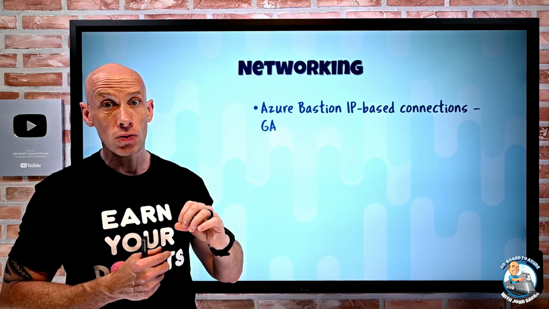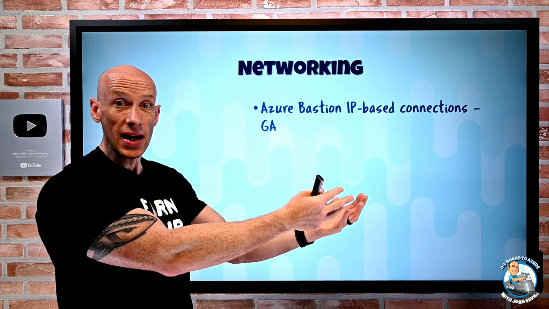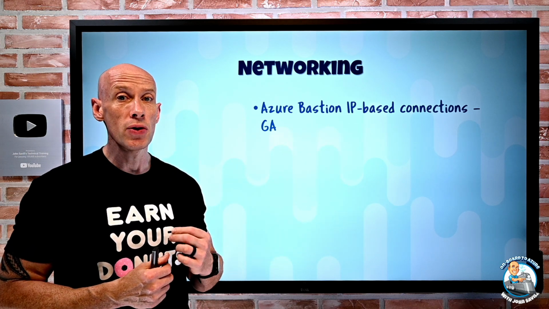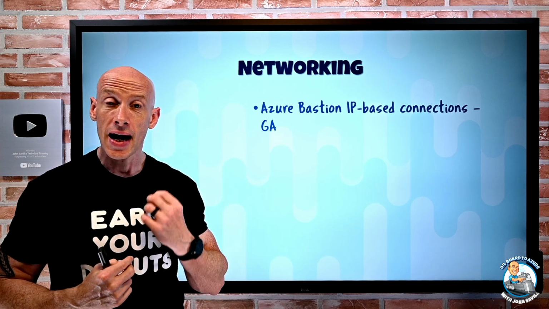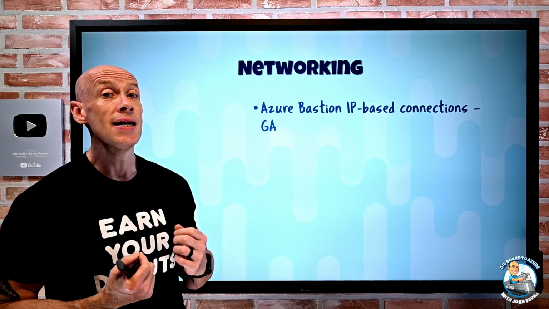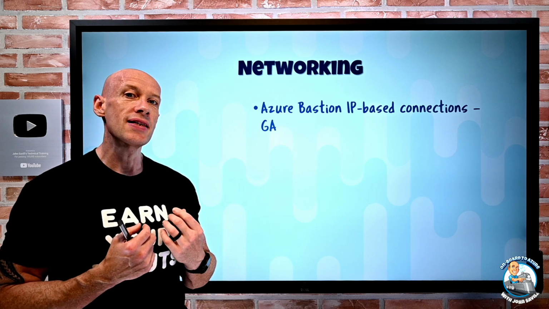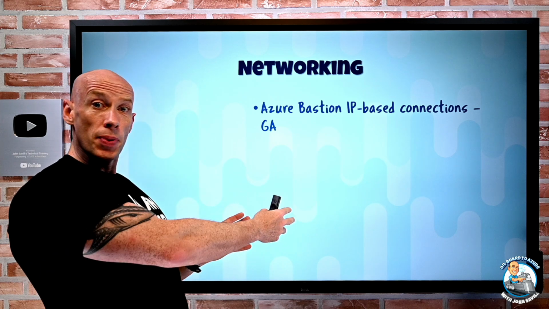So these VMs could be in the same VNet I've deployed my Azure Bastion, or they could be in peered VNets. What this new IP-based connection enables me to do is, once I turn this on as a configuration on my standard SKU Azure Bastion, I can now just type in an IP address. That IP address could be anywhere as long as there's a network connection from the VNet of the Bastion. So this could be on premises.